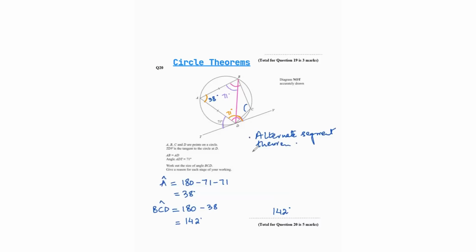Then isosceles triangle. Then cyclic quadrilateral. These are the three reasoning for the steps that we undertook to find the value of angle BCD.